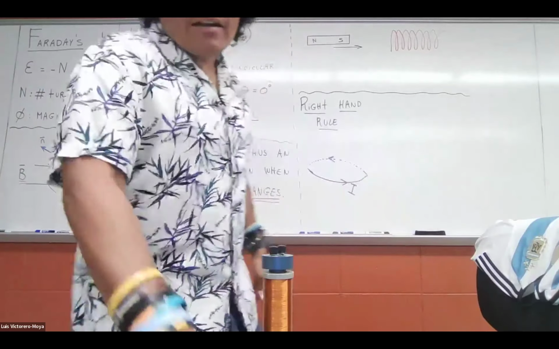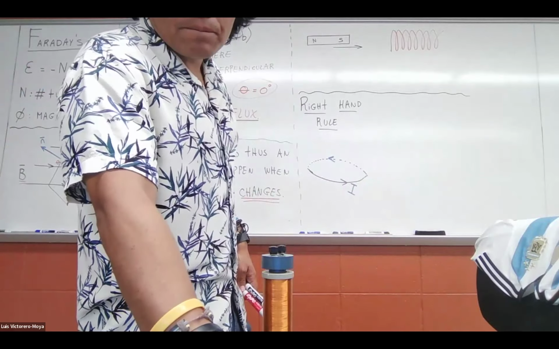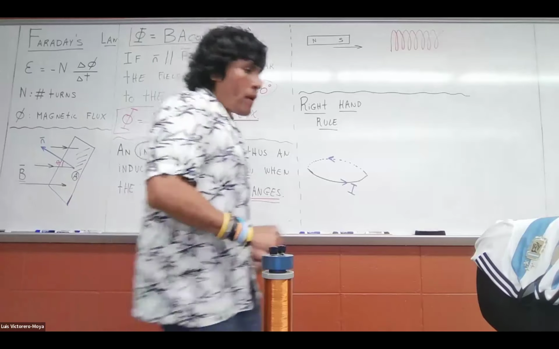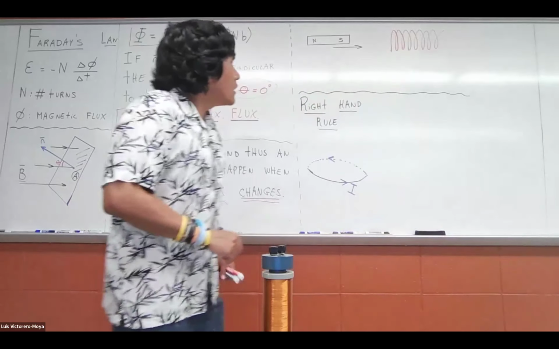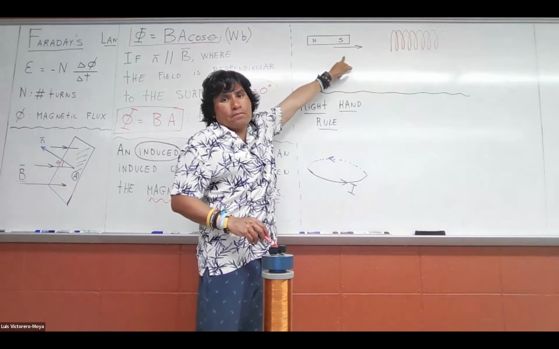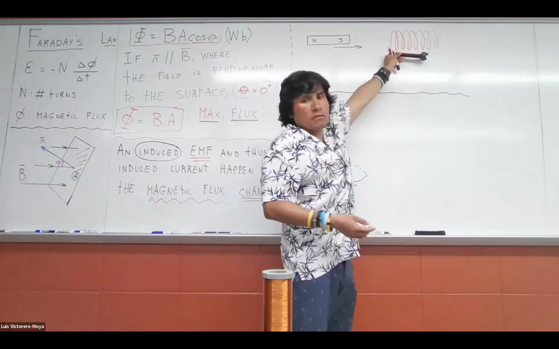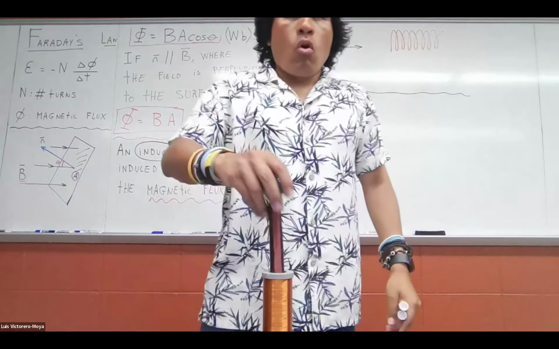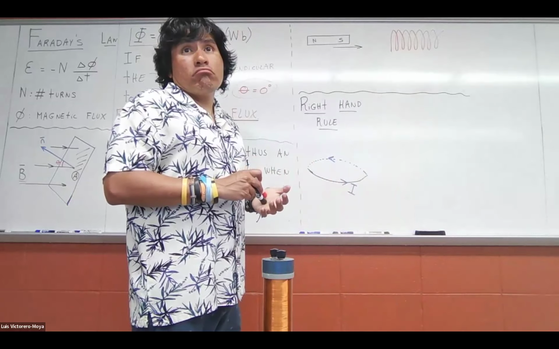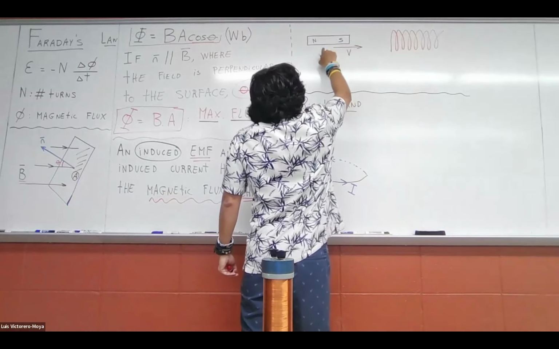Now, we're going to learn why we have the negative sign. Okay? So, let's go back to the magnet example. You have a magnet, north and south, and you have a coil like this. So how do we determine the direction of the current induced by the magnet that is being moved towards the coil?